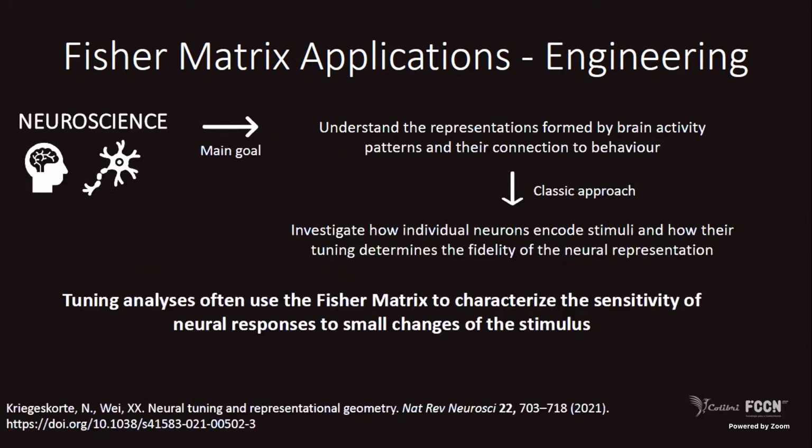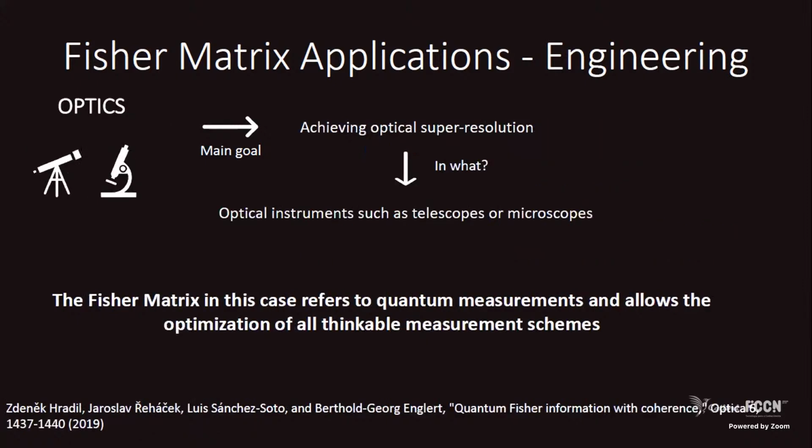So in neuroscience, actually, the main goal is to understand the representations formed by brain activity patterns and their connection to behavior. So the classical approach they have is to investigate how individual neurons encode stimuli and how their tuning determines the fidelity of the neural representation. So the tuning analysis often uses the Fisher matrix to characterize the sensitivity of the neural responses to small changes in the stimulus.